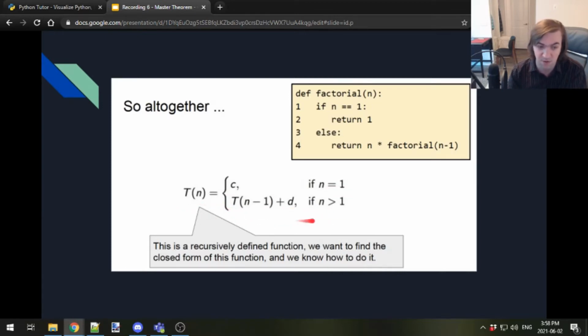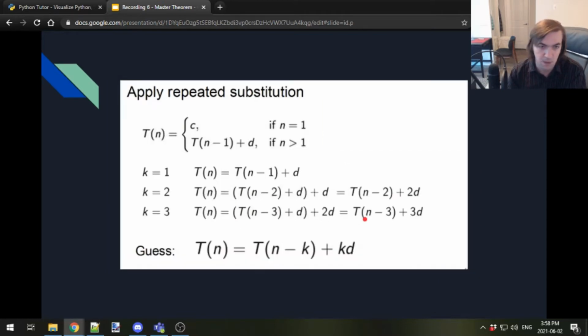And this is a recursively defined function, not a closed form, so we need to do some more work from here. So how do we figure out what a closed form might be? We follow our 5-step process. First off, repeated substitution. We look at each iteration. So k is 1, we have t of n minus 1 plus d. K is 2, if you put everything through, we get t of n minus 2 plus 2d. For 3, t of n minus 3 plus 3d. This doesn't look too complicated, so we're going to guess that it's t of n minus k plus kd for the kth iteration.